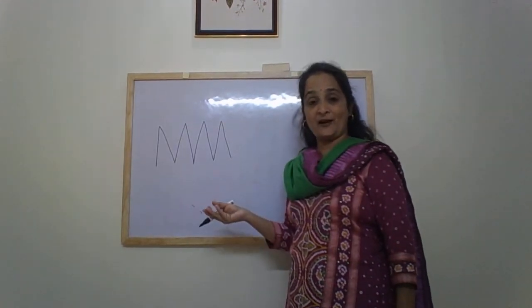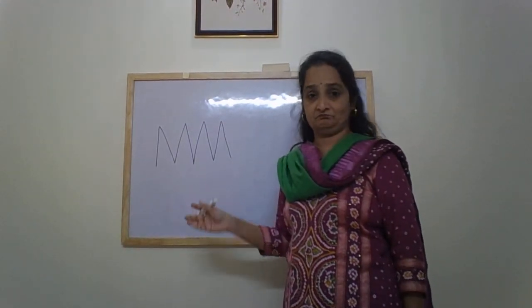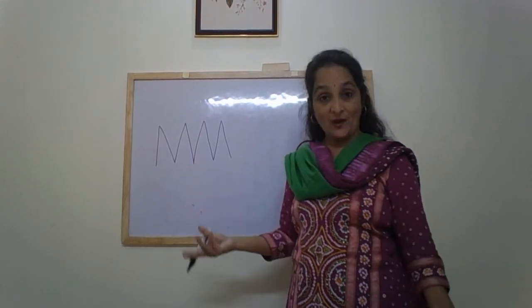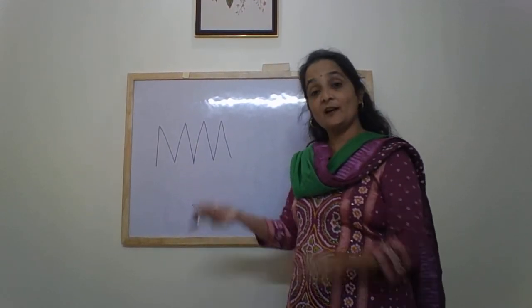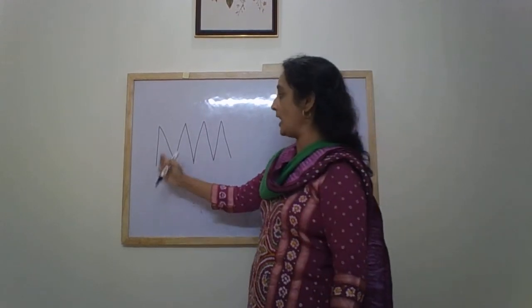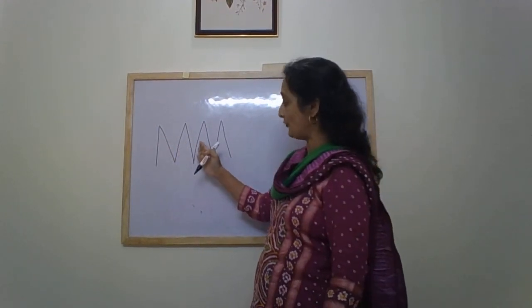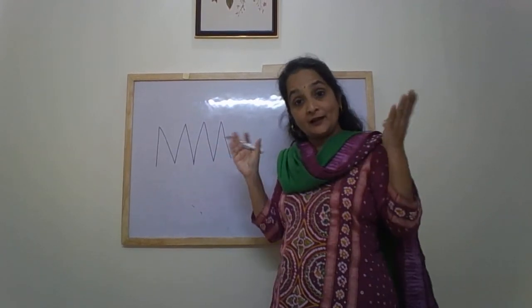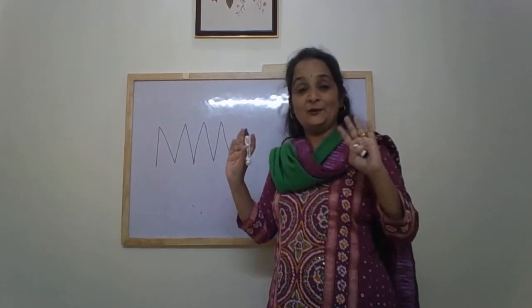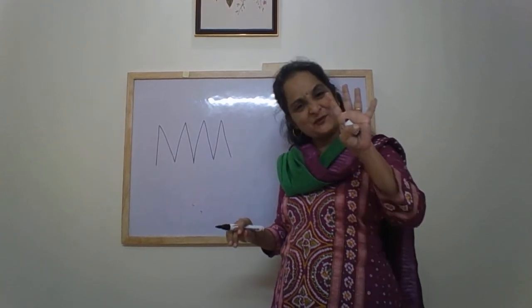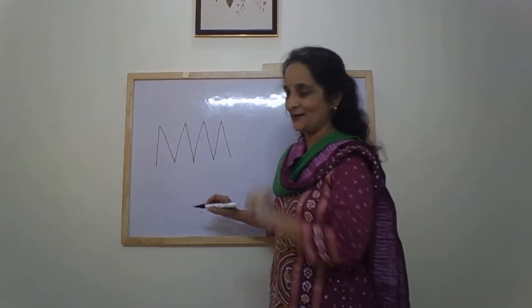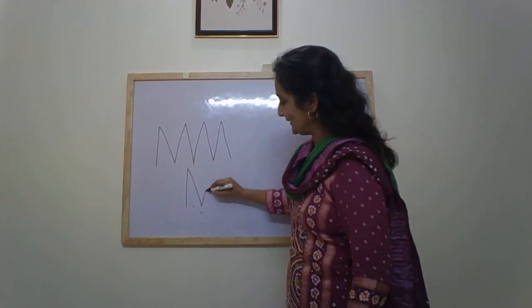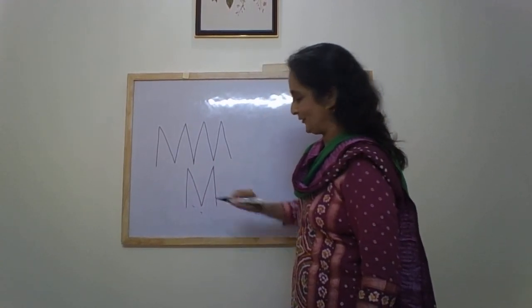It is an up, down pattern, but is it letter M? No, this is not letter M. Why? Because there are so many lines. 1, 2, 3, 4, 5, 6, 7, 8. So many. 8 up, down, up, down, up, down. No, M has only 4 up, down. Watch. 1 up, 2 down, 3 up, 4 down.